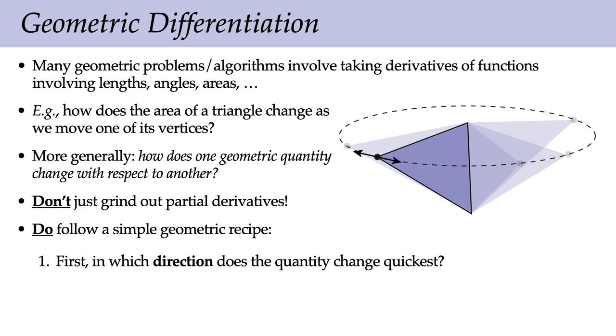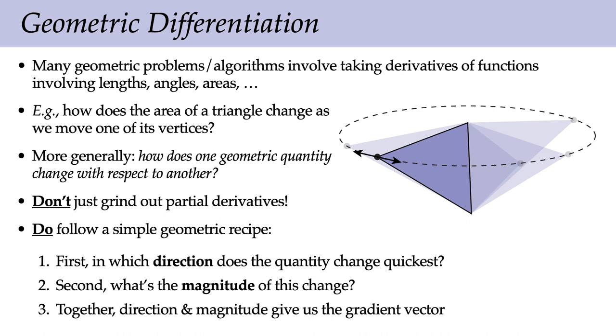Once we know what the direction of fastest change is, we can then ask, how much is the quantity changing? What is the magnitude of this change if I go in that direction? Right? And together, these two pieces of information, the direction and the magnitude of quickest change, give us the gradient that we're looking for. Okay? And we'll go through a couple examples of this.